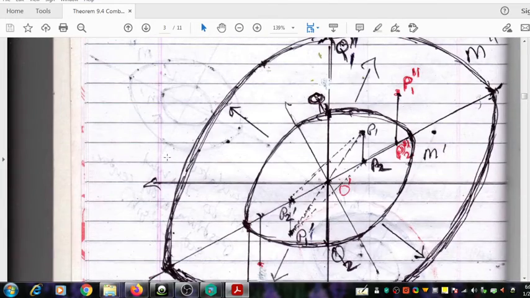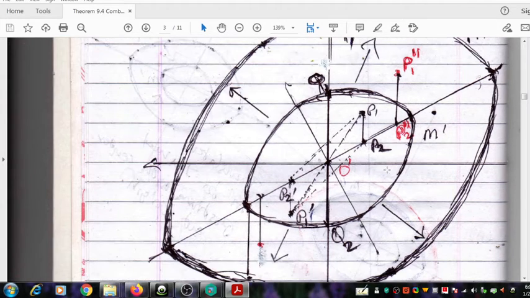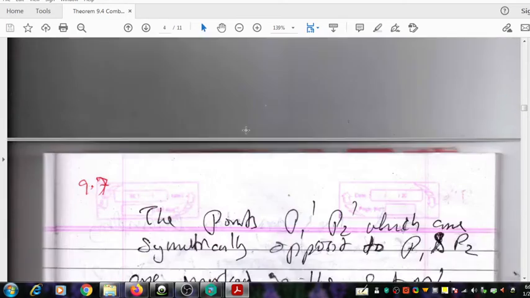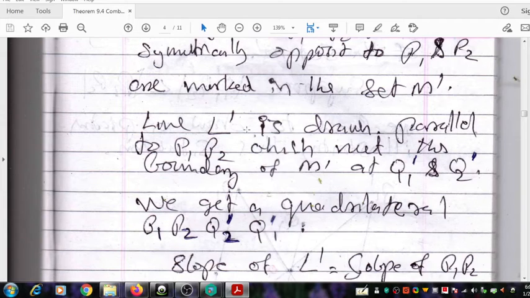The quadrilateral is p1 p2 q2 prime and q1 prime. P1 p2 q2 prime and q1 prime is the quadrilateral.